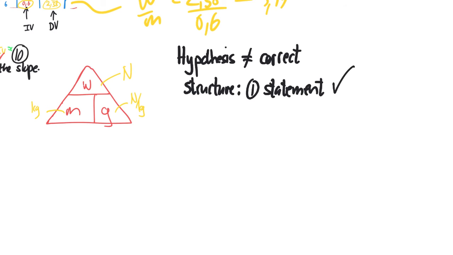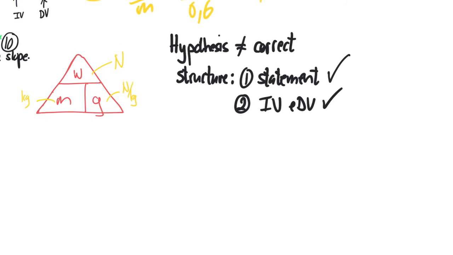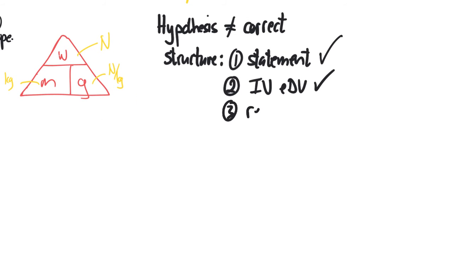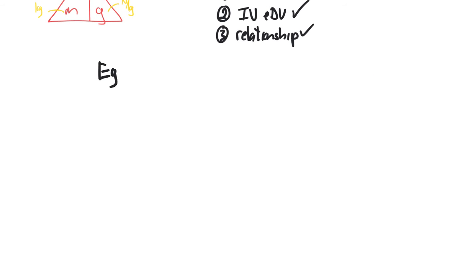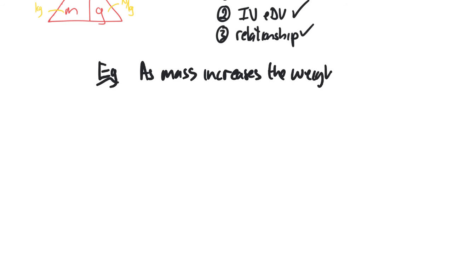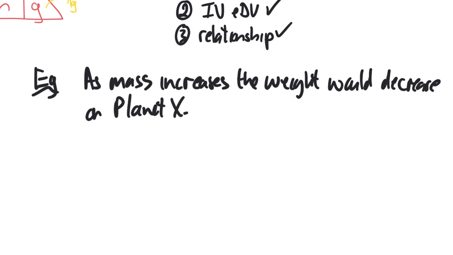So it must be a statement. You get one mark for the fact that it's a statement. Two, the independent and dependent variable must be clearly stated in your hypothesis. And then three, the relationship between your independent and dependent variable must be clearly stated. All right. So for instance, an example, if we asked you for a hypothesis, would be to say the following: As the mass increases, the weight would decrease on planet X.